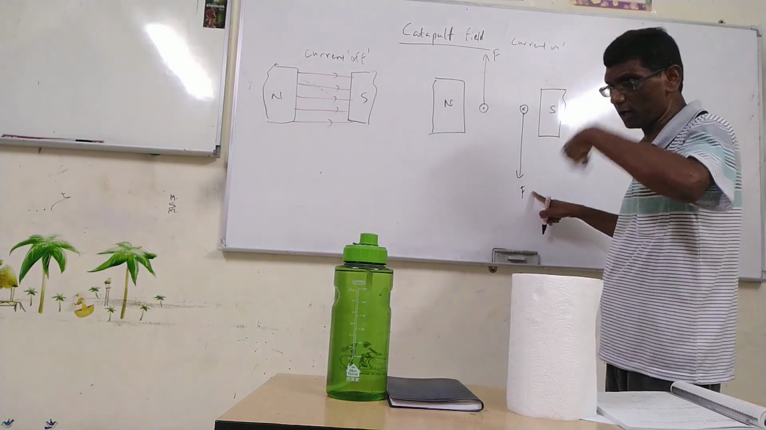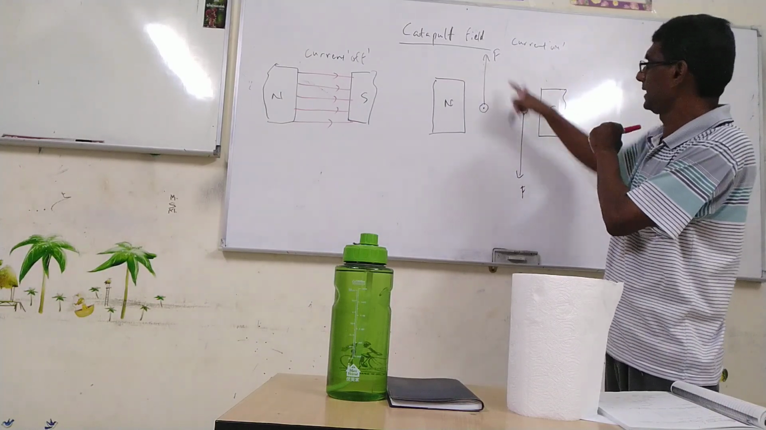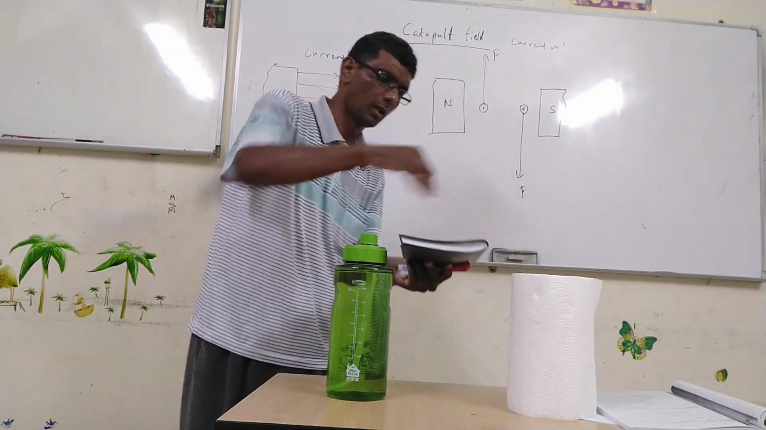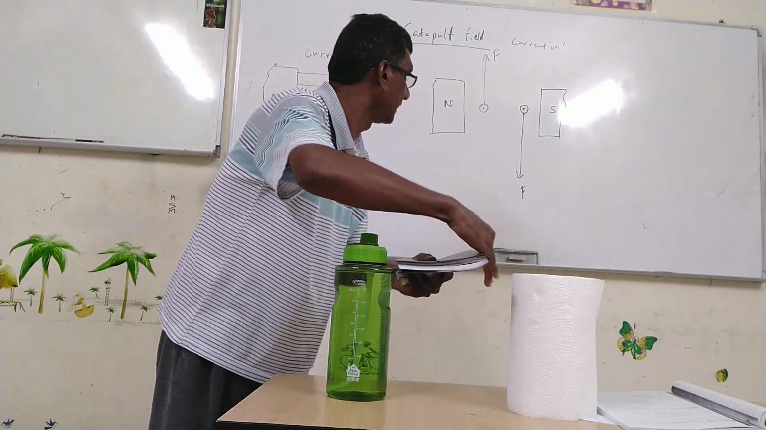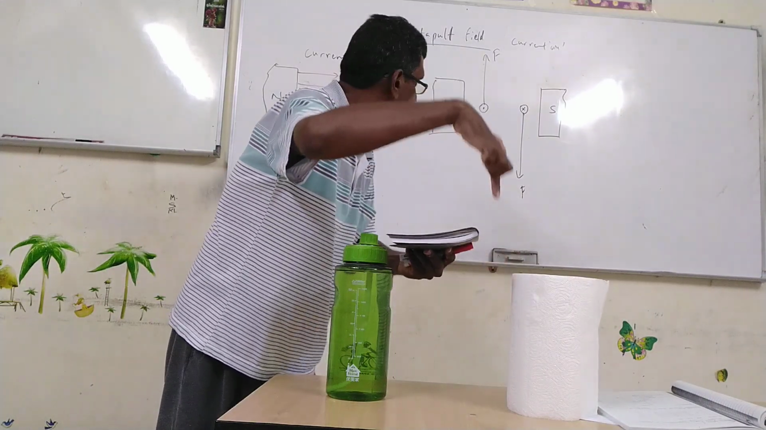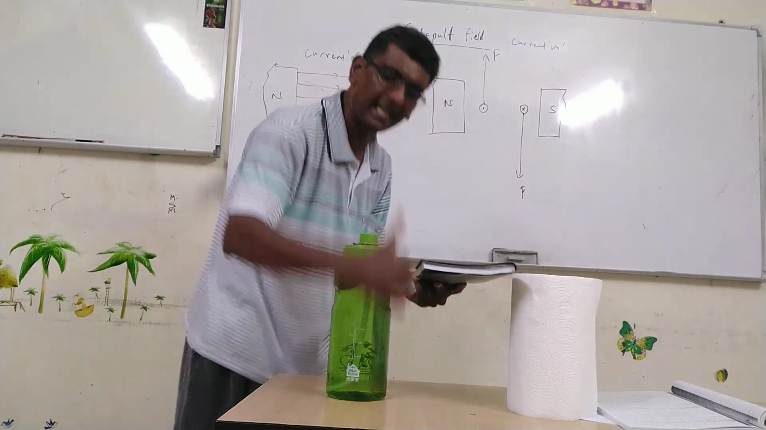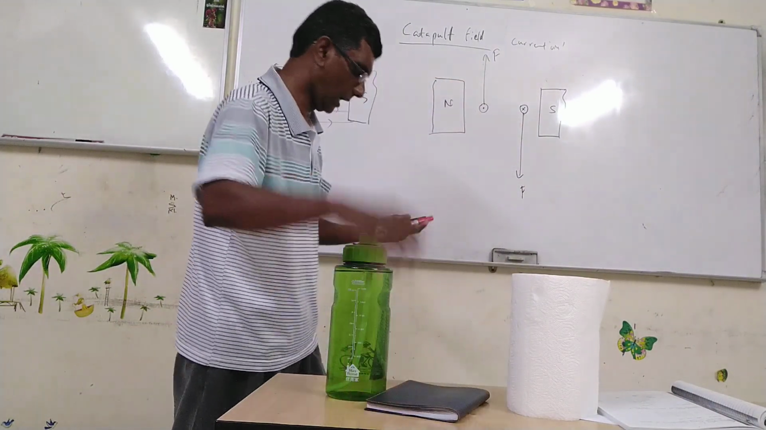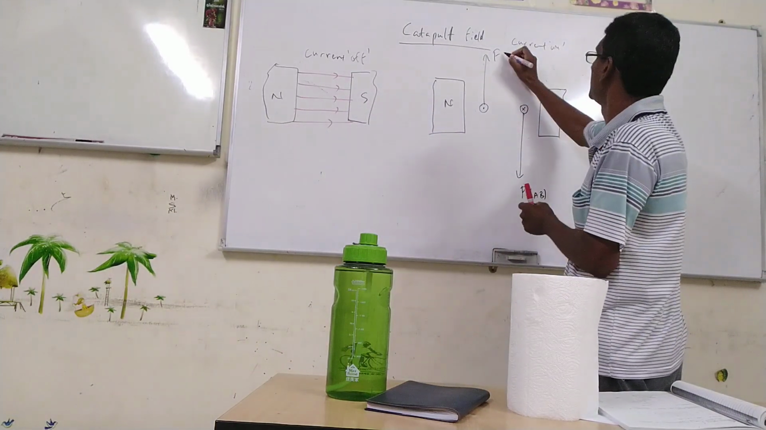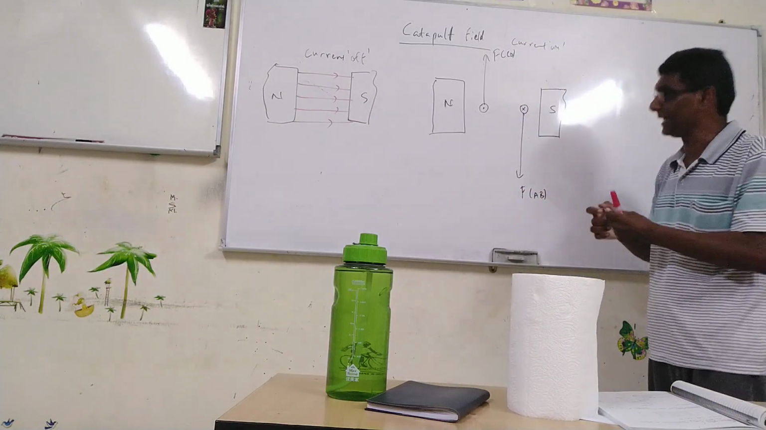Same thing, that's how we learn. Force acting upwards and force acting downwards. This is AB, current going in, force acting downwards. This is CD, force acting upwards. So AB and CD, that is the second step.